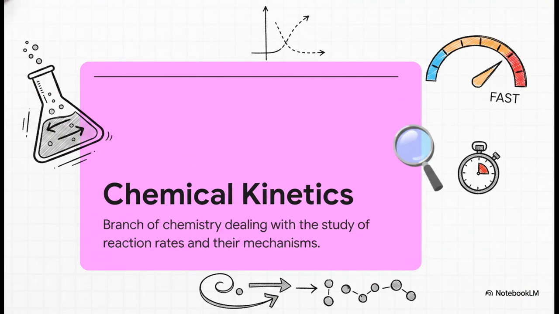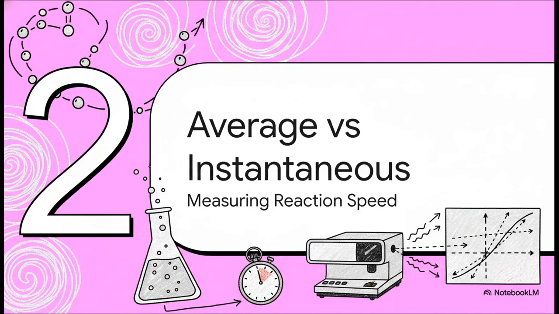Thermodynamics is fantastic for telling us if a reaction is actually feasible. But it doesn't tell us a single thing about how fast it's going to happen. That is where chemical kinetics comes in. It's the branch of chemistry focused entirely on speed, the literal time it takes for a reaction to reach equilibrium.